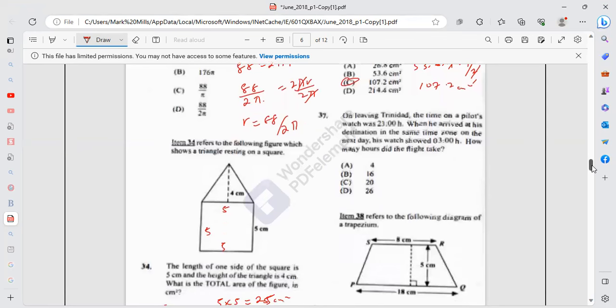On leaving Trinidad, the time on the pilot's watch was 23 hours. When he arrived at his destination, in the same time zone on the next day, his watch showed 03 hours. How many hours did the flight take? So 23 hours, what is 23 hours?